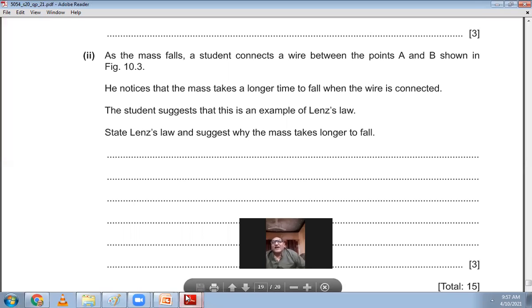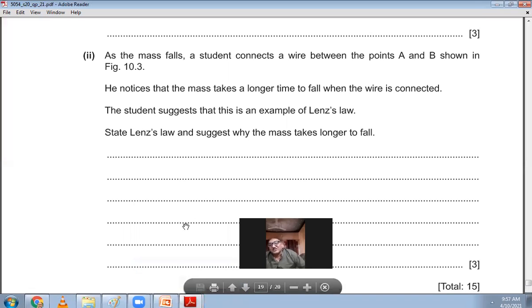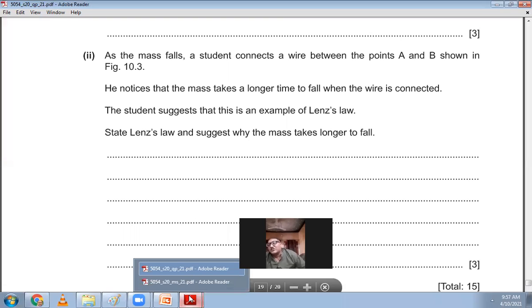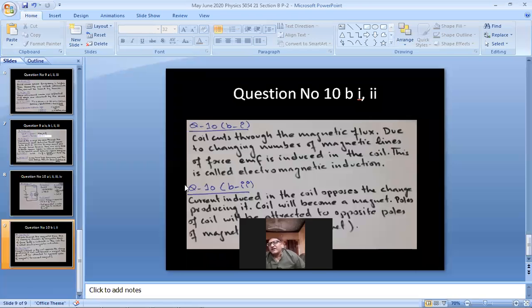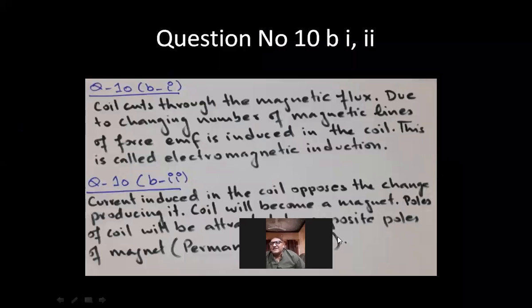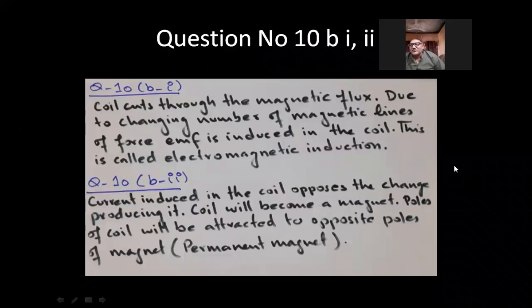Okay, so I have written this. It's very difficult to write this answer. The wording is difficult, but maybe you are able to understand the concept which I am trying to tell you. So current induced in the coil opposes the change producing it. This is the statement of Lenz's law.